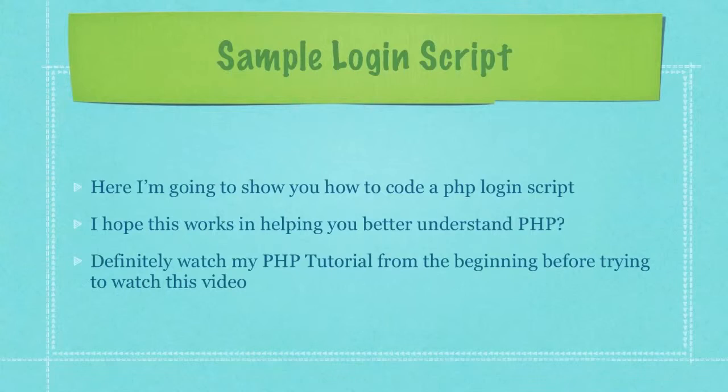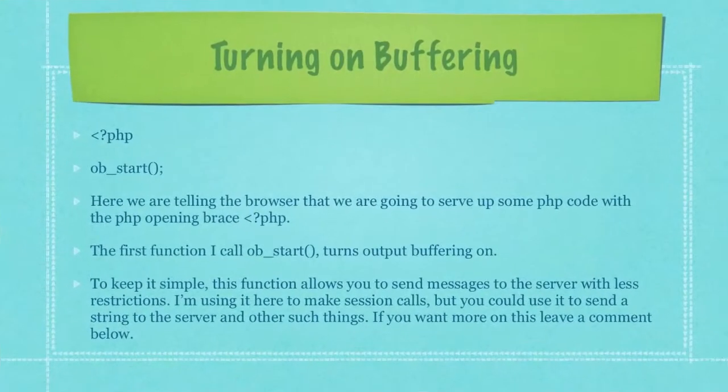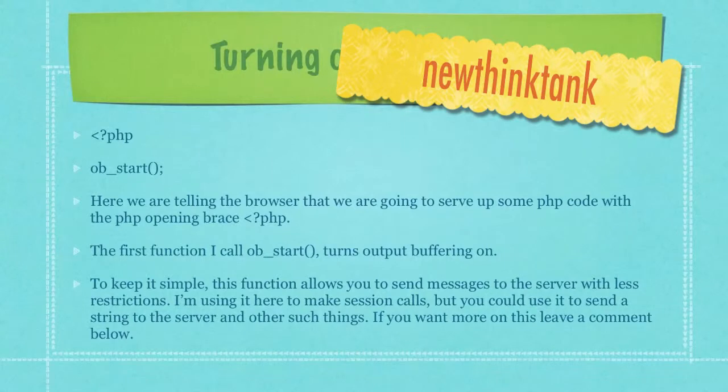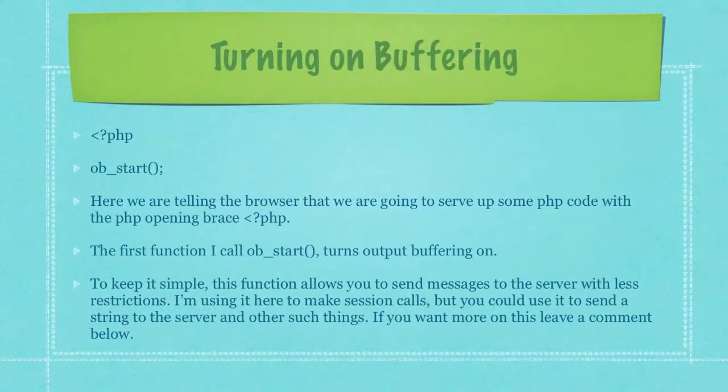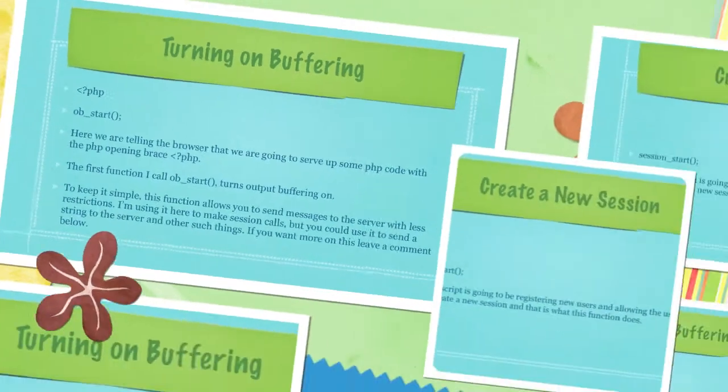Definitely watch my other PHP tutorials from the beginning before trying to watch this video, or you may be very confused. Here we're telling the browser that we're going to serve up some PHP code with the PHP opening brace. The first function I call, ob_start, turns output buffering on. To keep it simple, this function allows you to send messages to the server with fewer restrictions. I'm using it here to make session calls, but you could use it to send a string to the server and other such things. If you want more on this, leave a comment below.